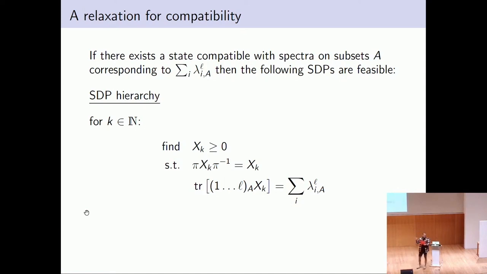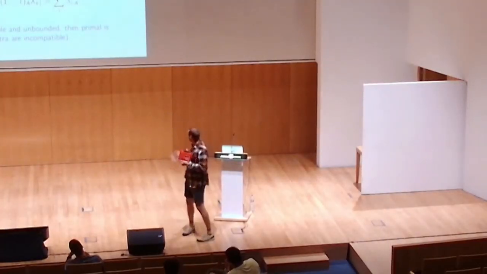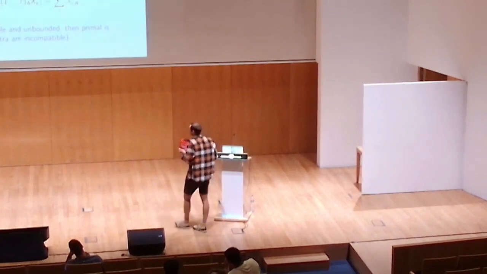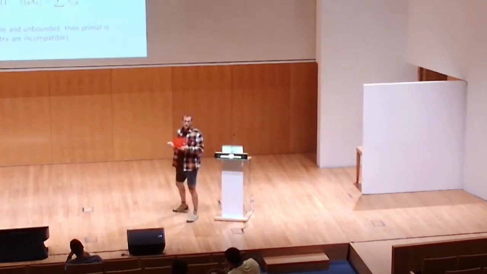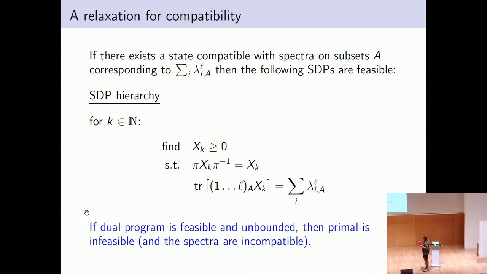So now we have a sequence of relaxations of a feasibility program. If the dual program is feasible and unbounded, so in this case negative unbounded, so the objective value goes to minus infinity, then this proves by duality that the primal is infeasible, and consequently the spectra are incompatible. So the idea is to write down a semidefinite programming hierarchy which has to be feasible if the spectra are compatible, and then to work out the dual, and if the dual is unbounded and feasible, then this is a non-existence proof of a joint state with these given spectra.